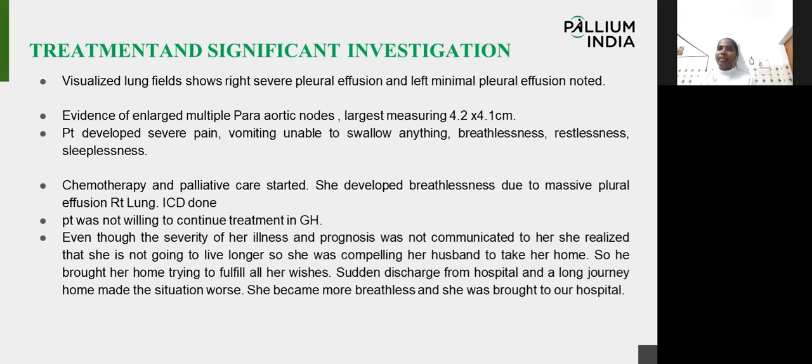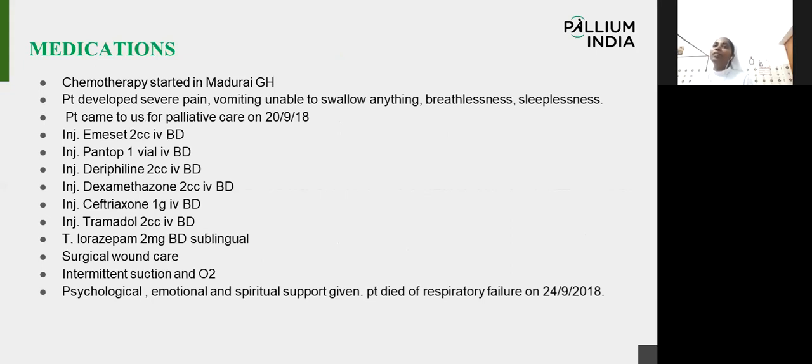Next slide. So for the medication, chemotherapy was started in Madurai GH, and when she came to our hospital she had already developed multiple organ failure and breathlessness, and she was very weak. Though we started these medicines, I couldn't get IV access, because her body was swollen and she was anemic and breathless.